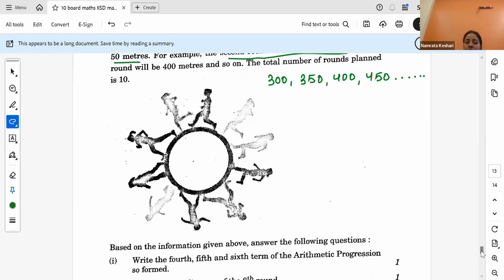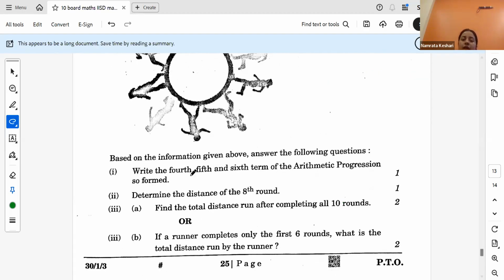Now let's see the questions. Write the fourth, fifth, and sixth term of the arithmetic progression so formed. It is really simple. You have to find the fourth term, the fifth term, and the sixth term. Everyone getting it? What is the AP? The AP is 300, 350, 400, 450, like that. Getting it?